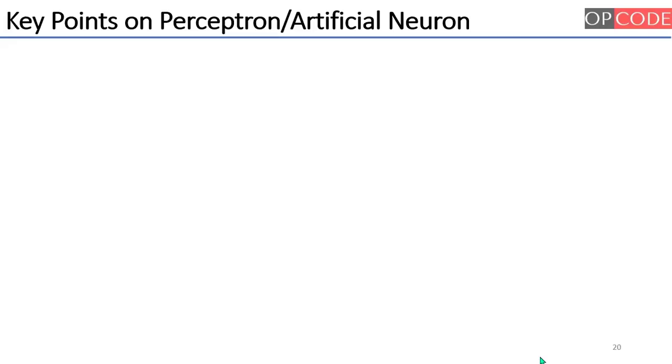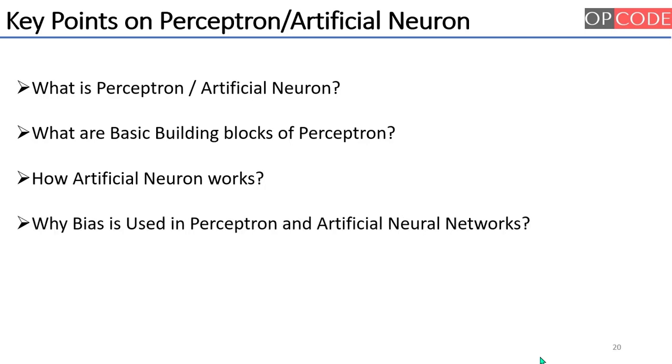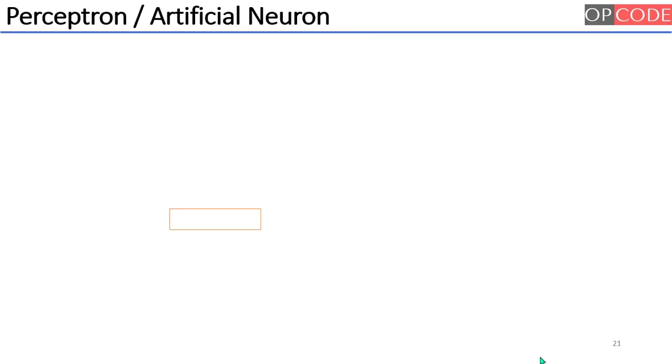Hello everyone. In this video, we are going to discuss what a perceptron or an artificial neuron is, what the basic building blocks of a perceptron are, how an artificial neuron works, and why bias is used in perceptrons and artificial neural networks. So let's begin. Now, what is a perceptron or an artificial neuron?